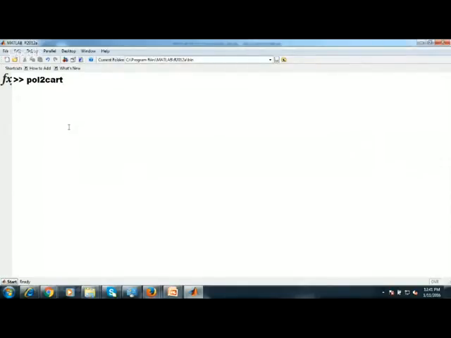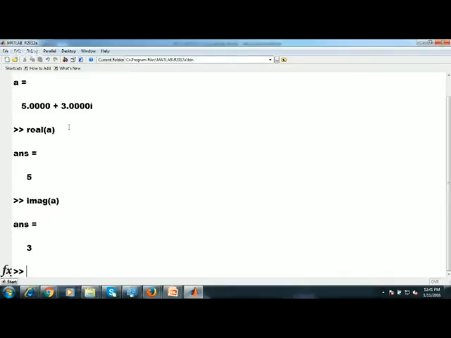Now what I'm going to do is first define A is equal to 5 plus 3j. It will take it as 5 plus 3j. When I write real A, it will give you the real part. When I write imag A, it will give you the imaginary part. When I write abs A, it will give you the absolute value. When I write angle A, it will give you the angle in radians.